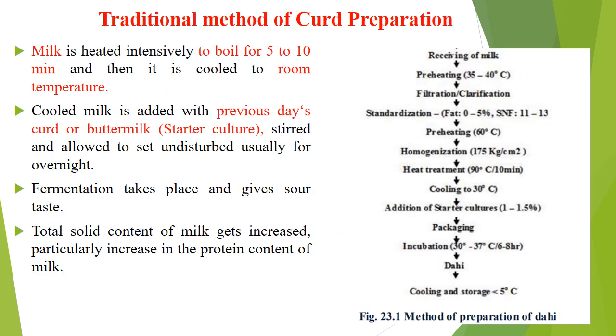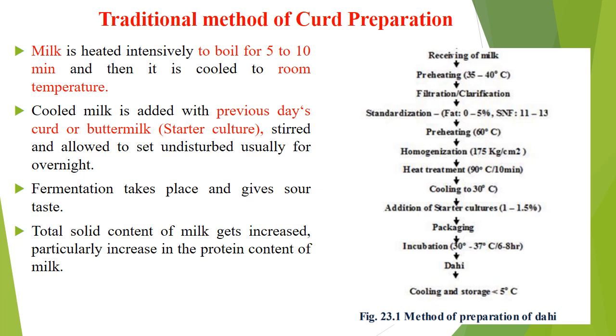So we'll see about the traditional method of curd preparation. The first process is the receiving of milk. High quality milk is received, and it is subjected to a platform test in order to evaluate the quality parameters of the milk. After the platform test, the milk is subjected to preheating at 35 to 40 degrees Celsius, and after preheating, the milk is subjected to filtration. Filtration is done in order to remove the impurities present in the milk.